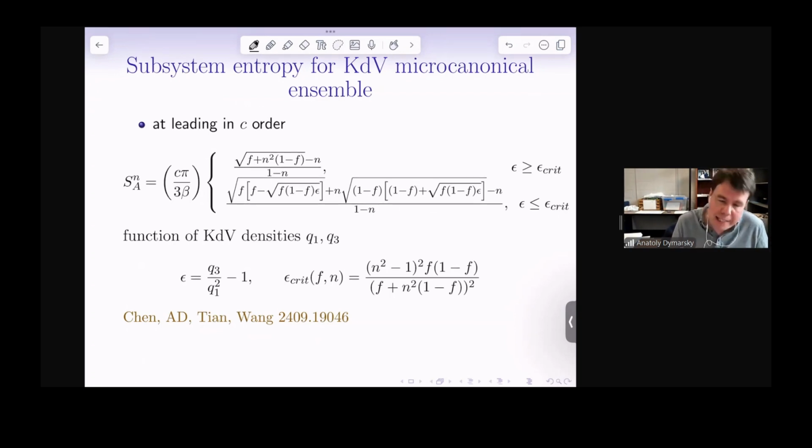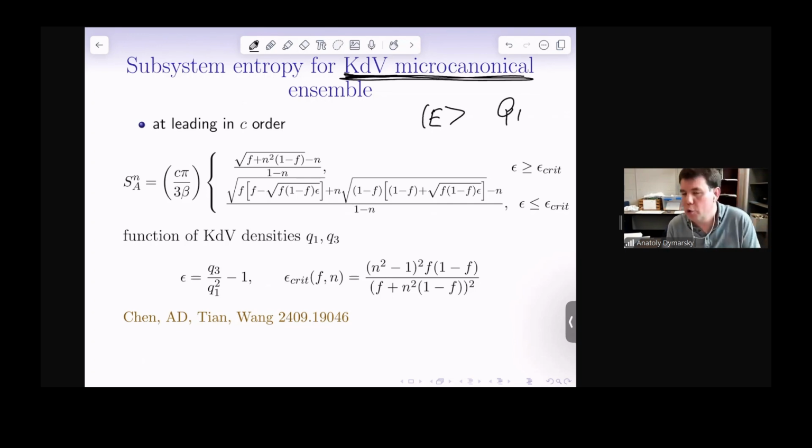We also extended these results by calculating subsystem entropy of what is called KdV microcanonical ensemble. KdV microcanonical is when, instead of having exponent with chemical potentials, you say that you want all states E with the charges Q1 approximately equal to your value of Q1, and all charges of Q3 with the values approximately equal to your values of Q3. So it's sort of a generalization of a conventional microcanonical ensemble. Again, in the large C limit, you can calculate things explicitly, but then you have something like a phase transition.